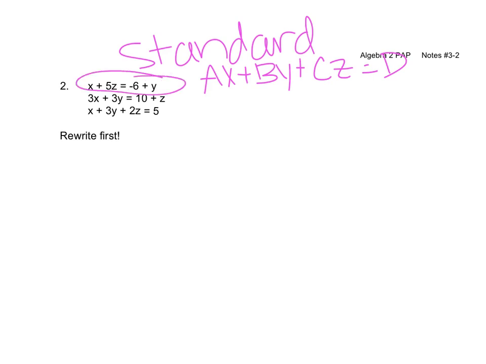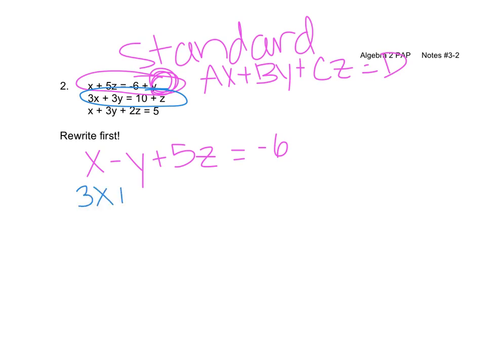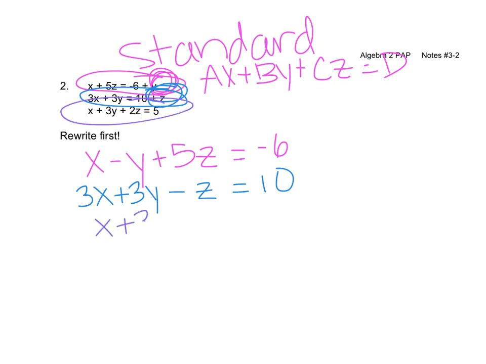So this first equation I'm going to rewrite. I'm going to subtract the y over, so we should have x minus y plus 5z. I'm going to put it in that order. That way x, y, and z are in the correct order, equals -6. So all I did was I subtracted that y there. Looking at your second equation, I need to subtract the z. So that will be 3x plus 3y minus z equals 10. So all I did was I subtracted that z over. And then notice that that third equation, I don't have to do anything with.